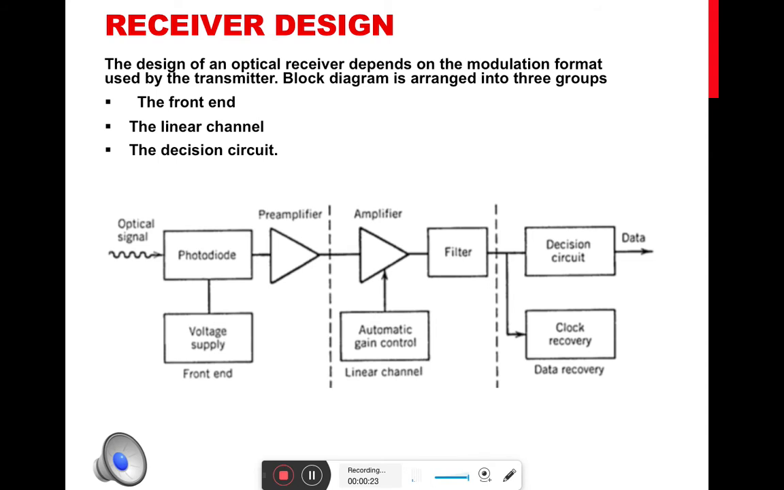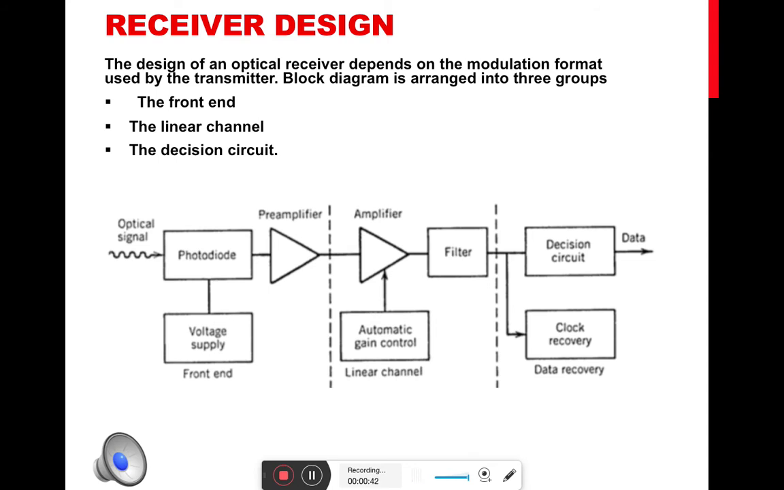Okay, so we classify the different sections in the optical receiver as the front end, the linear channel and the decision circuit. As you can see from the figure, the first is the front end, in the middle comes the linear channel, and the last part of the receiver design is the decision circuit.